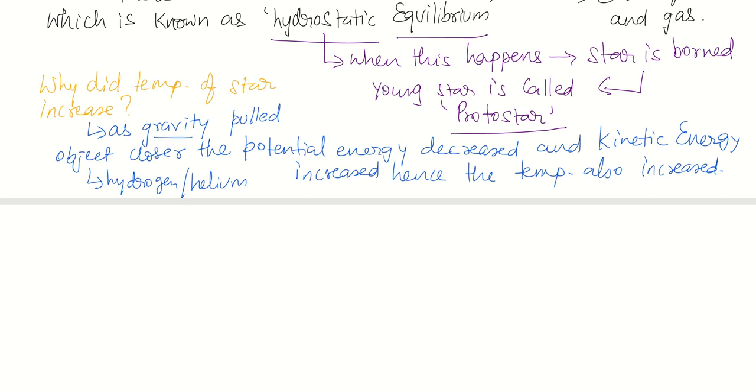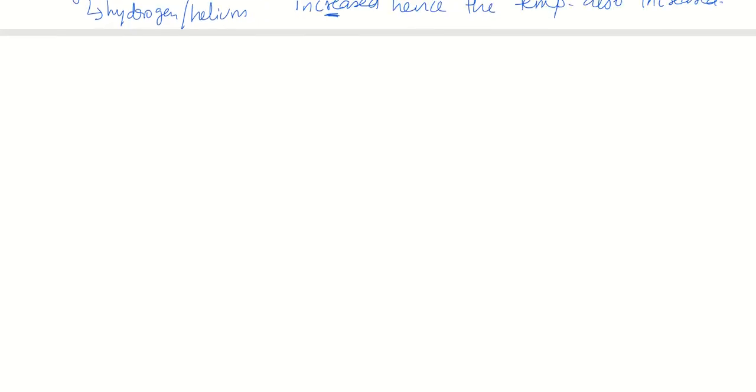So it was both the gravity, the main factor was the gravity, which pulled everything closer, so the potential energy decreased and kinetic energy increased. And we know that if kinetic energy increases, what happens? The temperature also increases. That's a funda actually there. Okay. Now, this is about star that we just now saw.